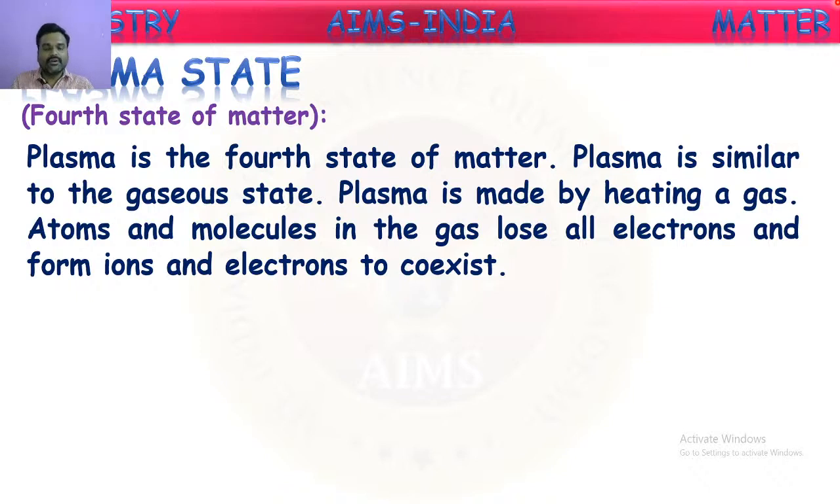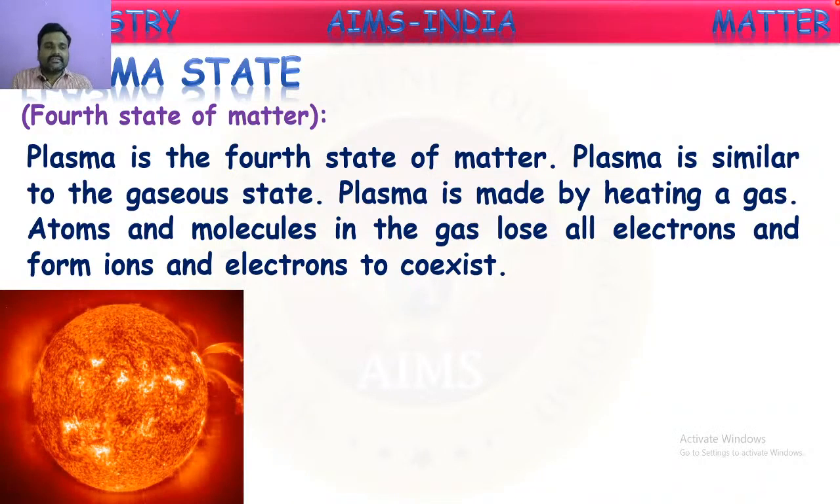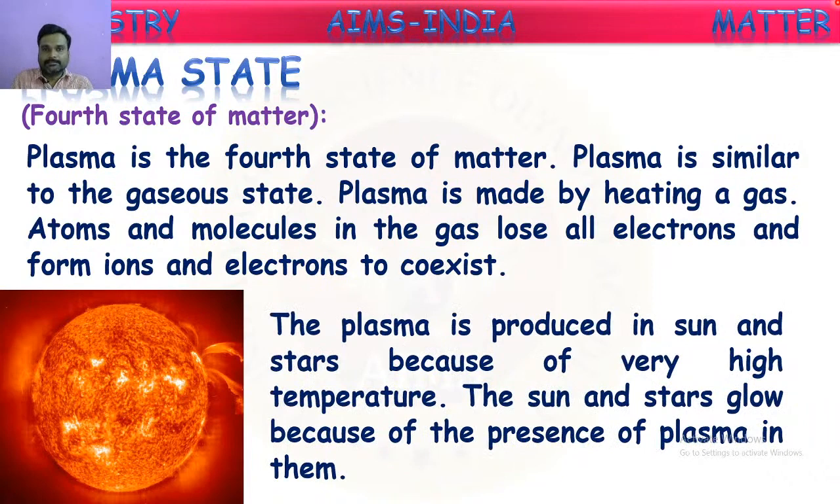To get a plasma, the gas should be heated to very high temperatures. So atoms and molecules in the gas lose all the electrons and form ions and electrons that coexist. That state is called plasma state. This can be obtained by heating the gases to very high temperatures. So we can say the sun and the stars glow. This is because of the existence of plasma in them.